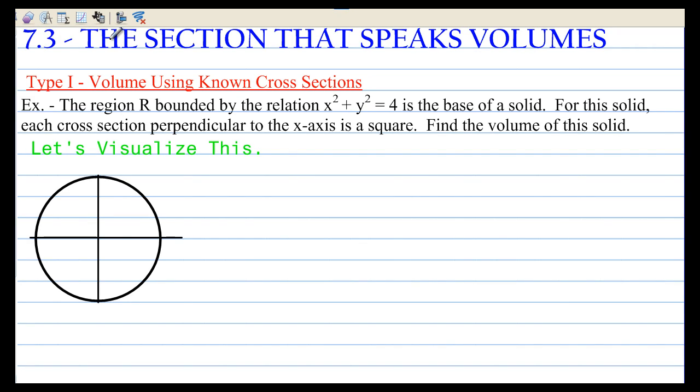This is section 7.3, the section that speaks volumes. The first type of problem we're going to look at is volume using known cross-sections.